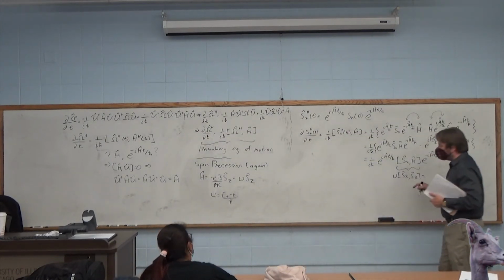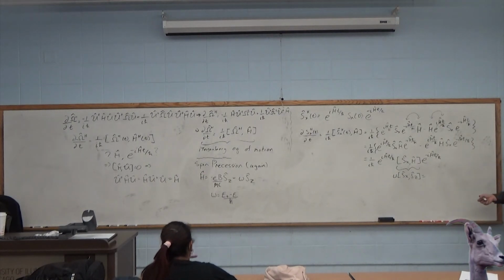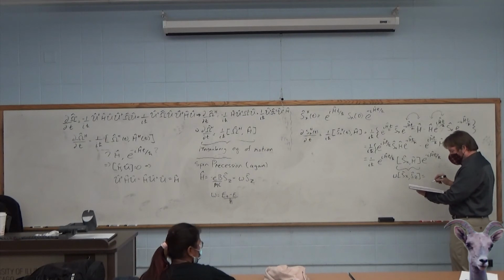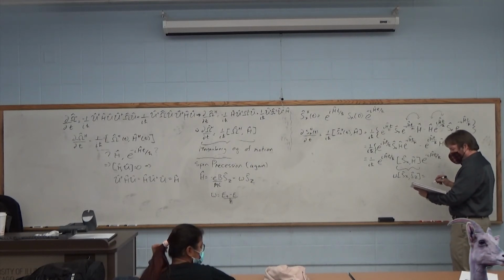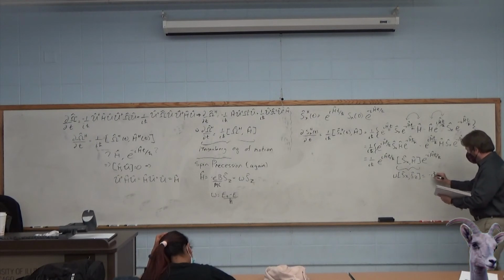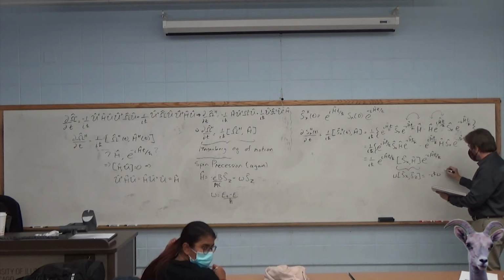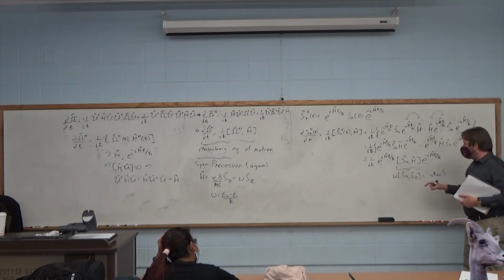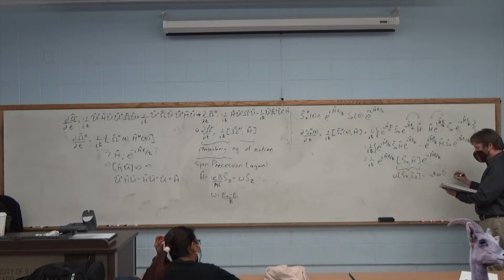So now I've got Sx and Sz. What's that? Minus Sy, but there's an i h bar in there too. So that's minus i h bar. And you can see why, because it's actually kind of awesome: it's actually going to kill that one right there.